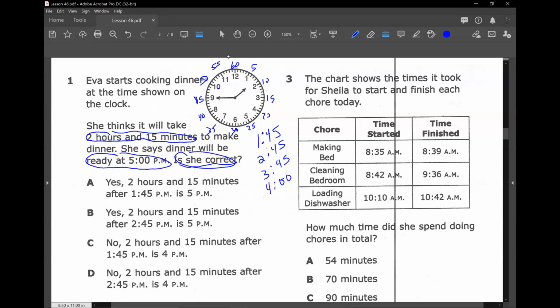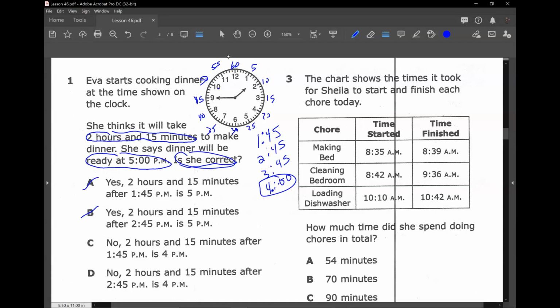One more time. The time shows 1:45. She says it's going to take 2 hours and 15 minutes. 1:45 to 2:45 is 1 hour. 2:45 to 3:45 is 1 hour. And then 15 minutes makes it 4 o'clock. So, is she correct? She said it would be ready at 5. Well, we see it's going to be ready at 4, so no. So if it says yes, it's out.